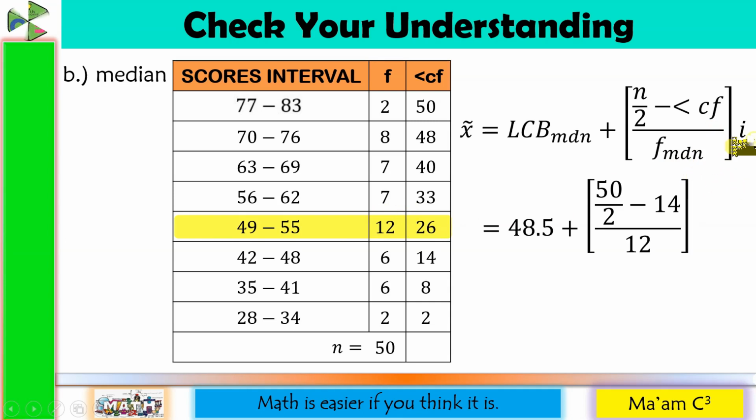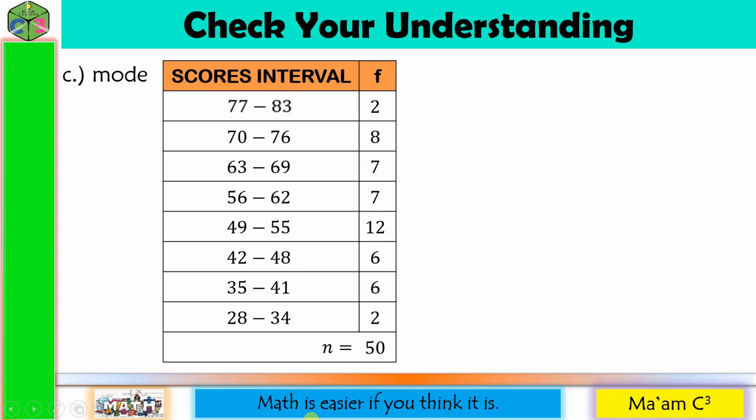Close bracket. Our i, we simply have to subtract two consecutive lower or upper limits. 48 minus 41 is 7. 42 minus 35 is also 7. Or you can count from 28 to 34: 28, 29, 30, 31, 32, 33, 34. And that is still 7. So our i is 7. Computing this in a calculator, this will give us 54.92. Last one, the mode.